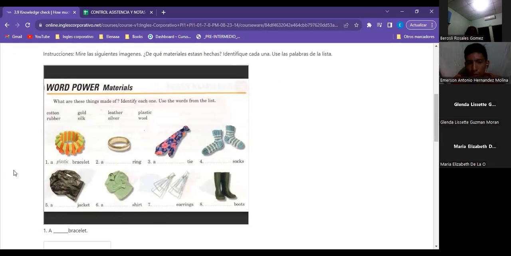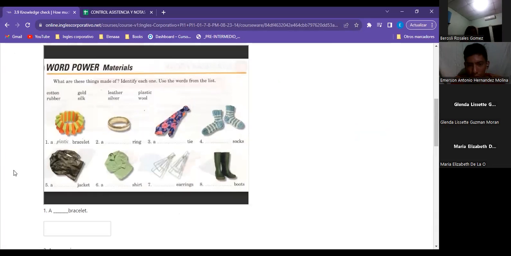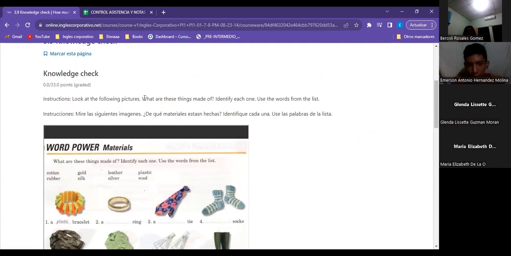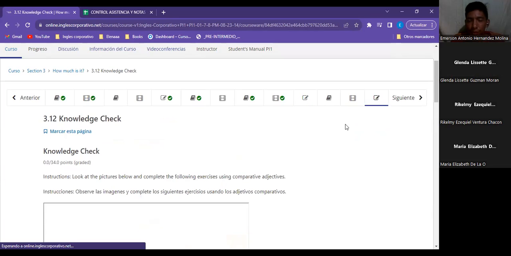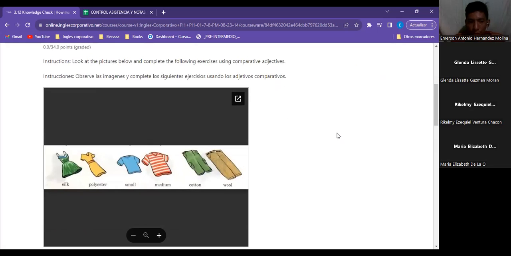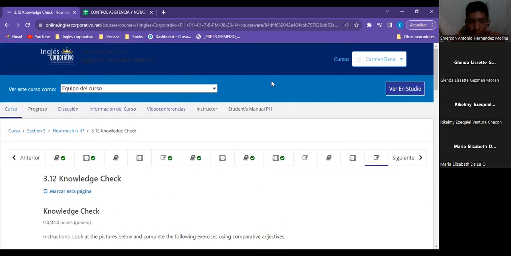We're presenting. Así que creo que no van a tener inconvenientes. Identificar. Made of. What are these things made of? Aquí está la traducción. ¿De qué materiales están hechas? Así que les invito a que complementen el 3.9 y revisemos este. No, esto lo vamos a ver mañana. ¿Ok? Comparar. ¿Por qué me gusta más este y por qué no? Making comparisons. Ok, and that's it.